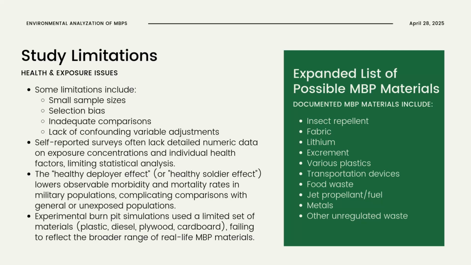And then the experimental burn pit simulations used a limited set of materials, which I found to be important, such as plastic, diesel, plywood, cardboard. And the documented list of possible military burn pit materials actually can include much more, such as insect repellent, fabric, lithium batteries, excrement, various plastics, transportation devices such as vehicles. They've even had computers, food waste, animal carcasses, and in general, it was documented to use jet propellant or fuel as an accelerant and other different kinds of metals, which of course could impact even more the adverse effects of these materials when they are lit on fire.